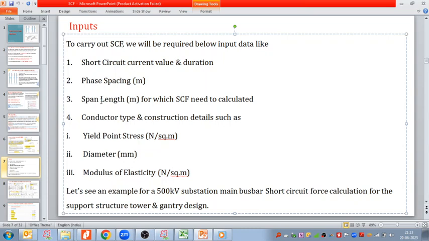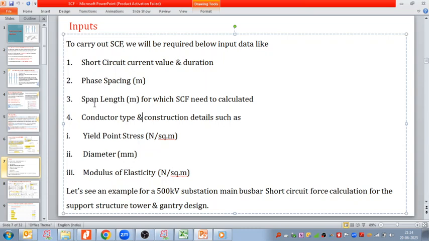Like yesterday we discussed the span for the 400 kV: the support we provide after every two bays, right? And each bay length is how much? 24 or 27 meter, right? So two bays means 48, and if 27 then 54, like that. Hope I am clear about the span length.